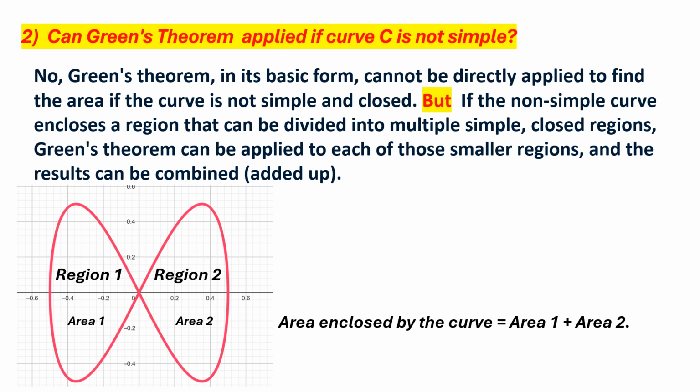Second, can Green's theorem be applied if curve C is not simple? No, Green's theorem, in its basic form, cannot be directly applied to find the area if the curve is not simple and closed. But if the non-simple curve encloses a region that can be divided into multiple simple, closed regions, Green's theorem can be applied to each of those smaller regions, and the results can be combined, added up.